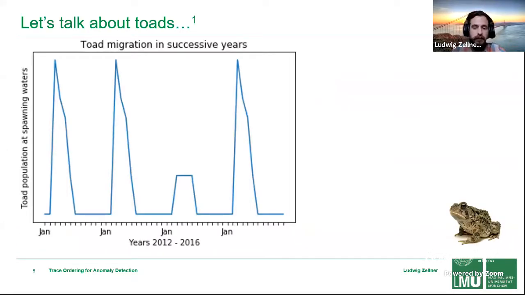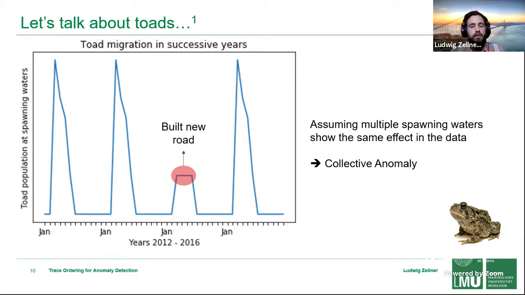And last but not least, let's look at 4 successive years of toad migration data. We can see every year there are the expected peaks in spring, which we learned. But in year 3, it shows a different behavior because there are not that many toads as the other years. So possibly a new road was built between the toads and their spawning waters, which keeps the toads from returning back.